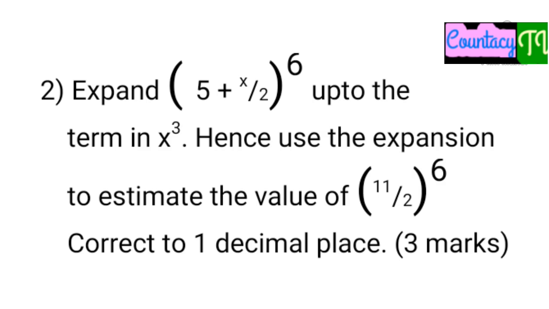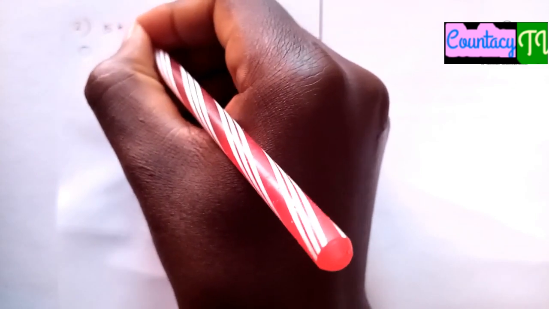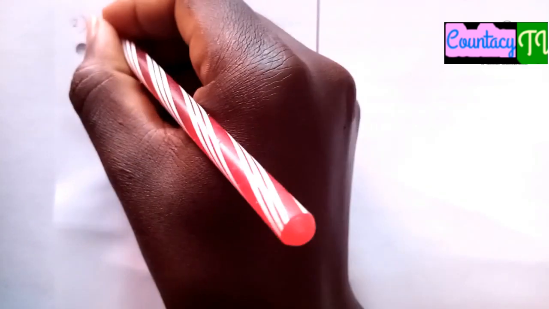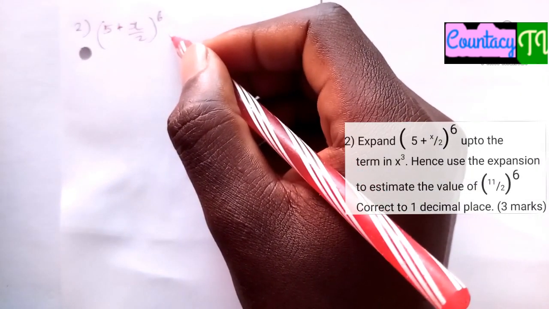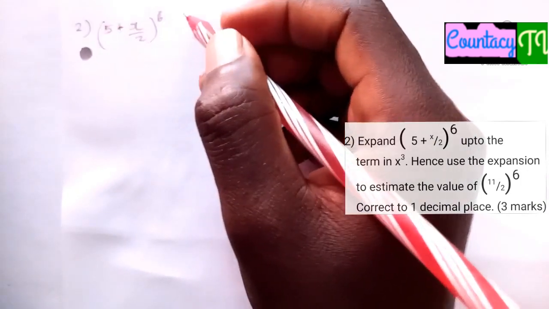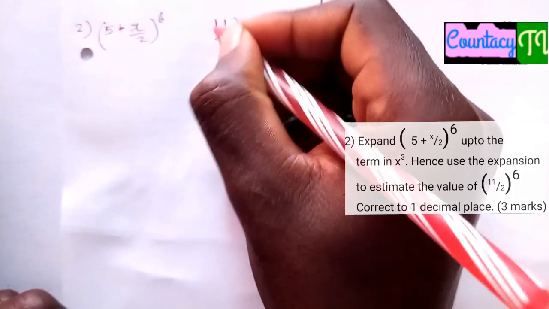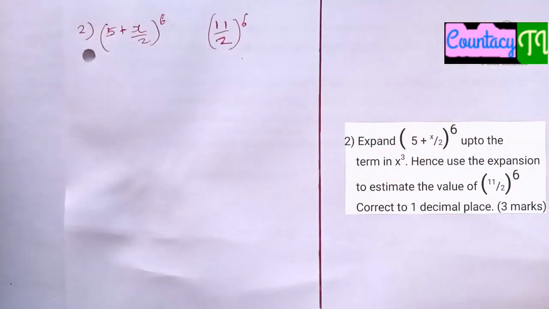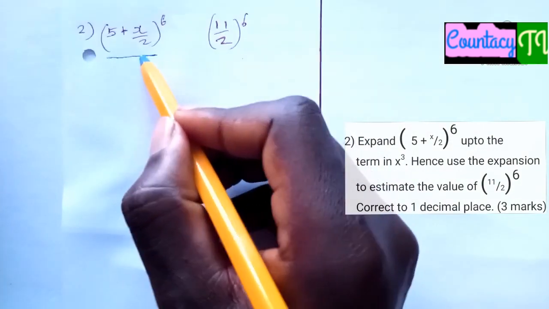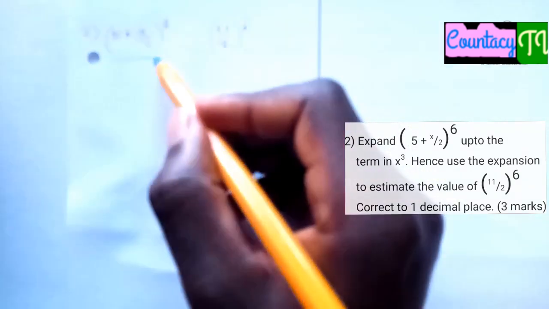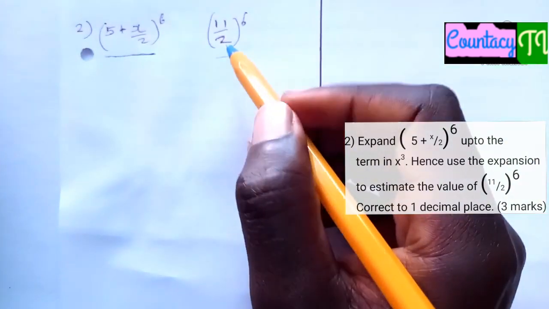That's question 2, where we have (5 + x/2) to power 6. We were supposed to expand this term up to the term where x is to power 3, and hence find the value of (11/2) to power 6. So the question has two major parts. The first one is to expand this up to the term where x is to power 3. Then the second part is to find the value of this.